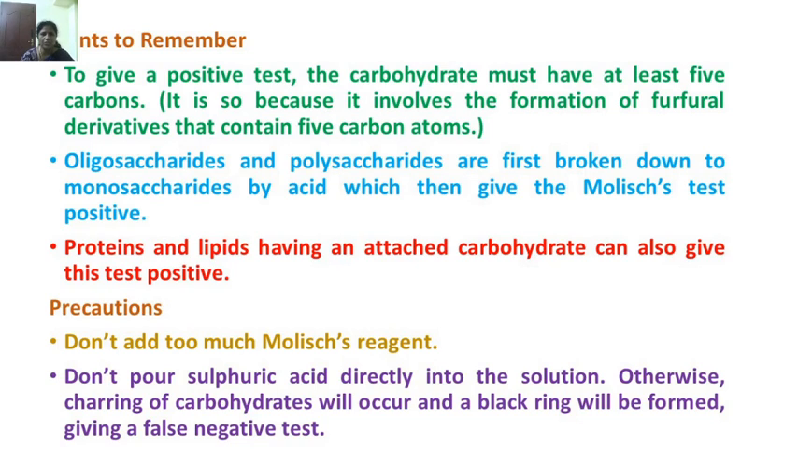And the precautions to be maintained during this test are, we should not add too much of Molisch reagents. Also, do not pour sulfuric acid directly into the solution. It should be added along the sides of the test tube. If we add it directly, charring of carbohydrates will occur and a black ring will be formed, giving a false negative test. So this is the procedure for Molisch test and this is an important test for carbohydrates.